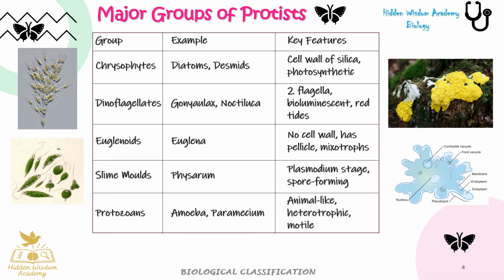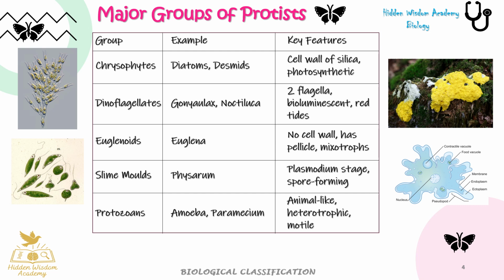Major groups of protists. This is a short introduction for the groups of protists. 1. Chrysophytes. Examples are diatoms and desmids. The key features of chrysophytes are that they have a cell wall of silica and are photosynthetic. 2. Dinoflagellates. Examples are Gonyaulax, Noctiluca. The key features of dinoflagellates are that they have 2 flagella, are bioluminescent, and cause red tides.